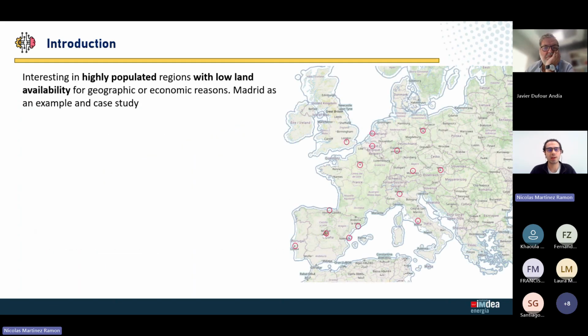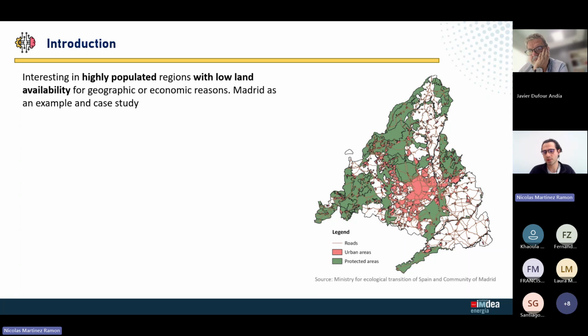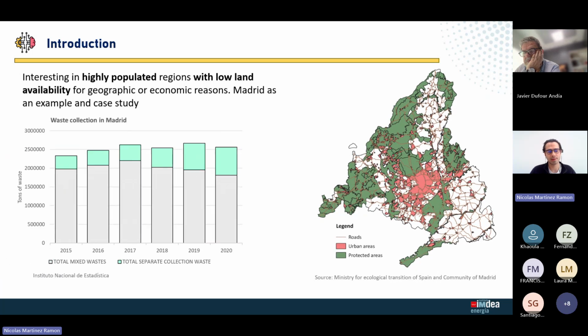This is particularly interesting in highly populated regions in which there is low land availability. This is, for example, the case of many cities across Europe and the world, but we are going to specifically focus on the case of Madrid, because as you can see in the image on the right, a great surface of its land is either urban areas, which are populated and thus generate waste, and then we have a great share of protected areas. So there is not much space, as Javier said, to deploy renewable electricity production sources such as wind or PV. But as I mentioned, there is a steady production of waste, expected to grow as population grows.